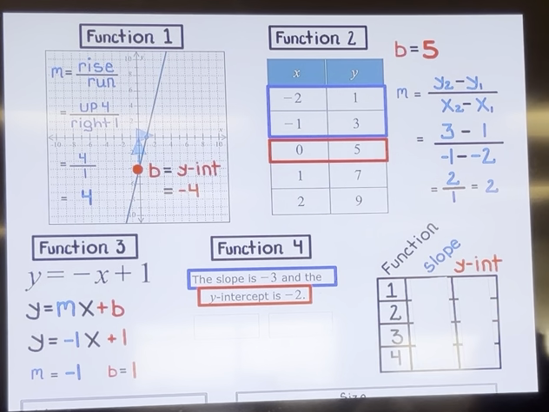And then finally, this last one is as easy as it gets because they just hand it to you. They say the slope is -3. So I know my m is -3. And the y-intercept is -2.